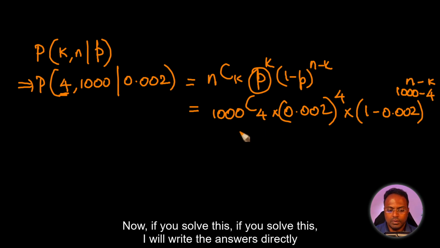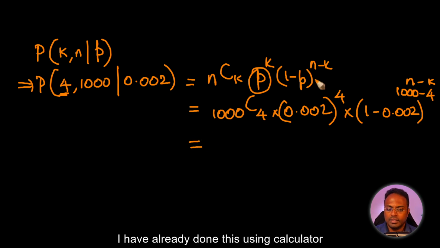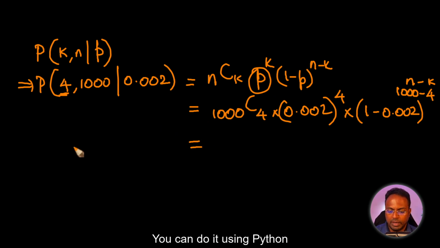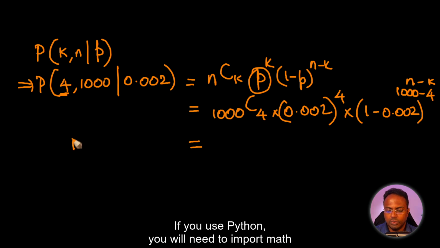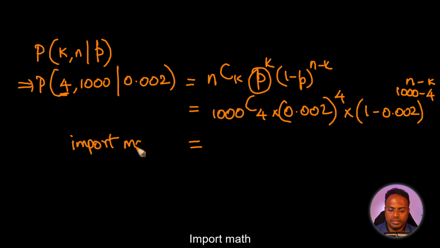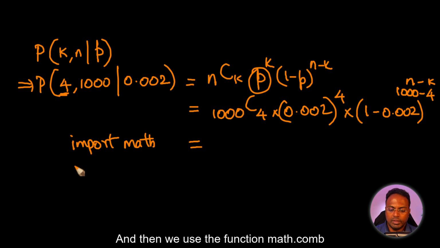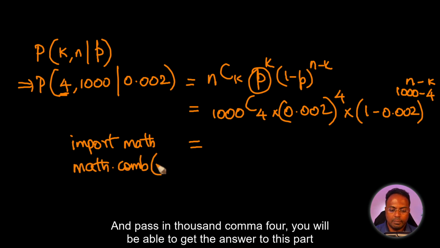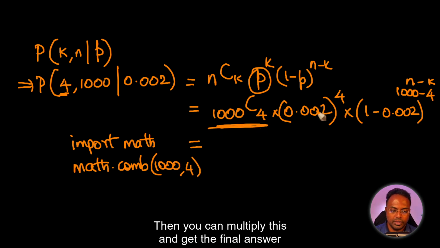Now, if you solve this, I will write the answers directly. I have already done this using a calculator. You can do it using Python. If you use Python, you will need to import math. You have already seen this. Import math. And then we use the function math.comb, right? And pass in 1,000, 4. You will be able to get the answer to this part. Okay, then you can multiply this and get the final answer.